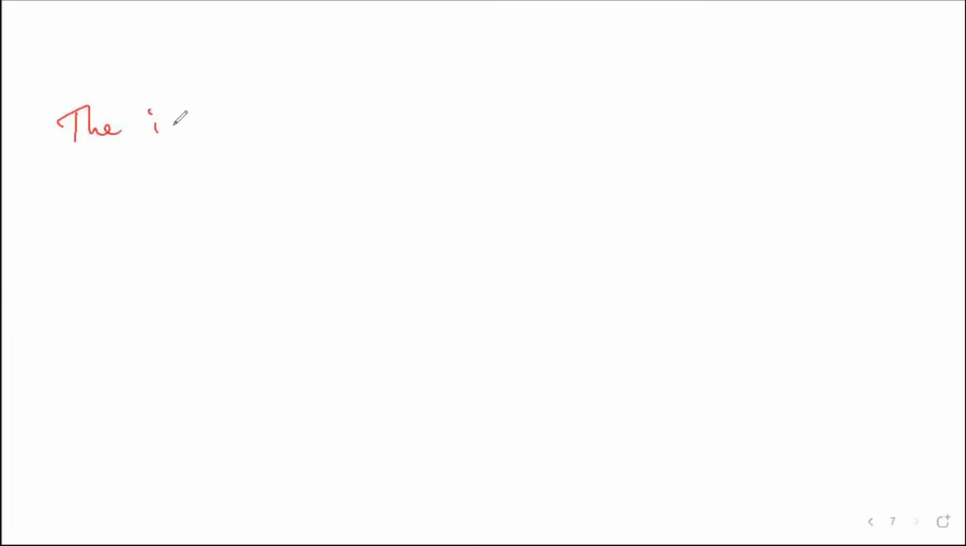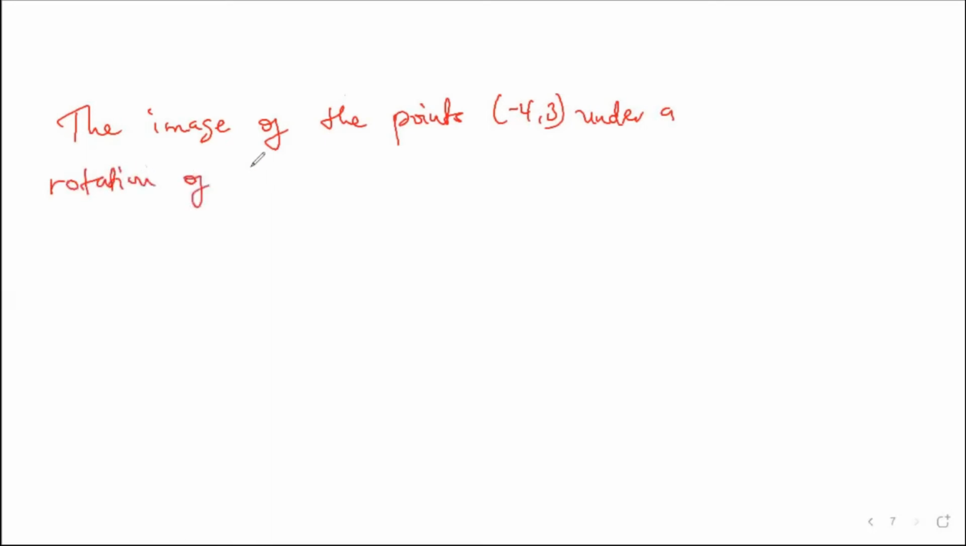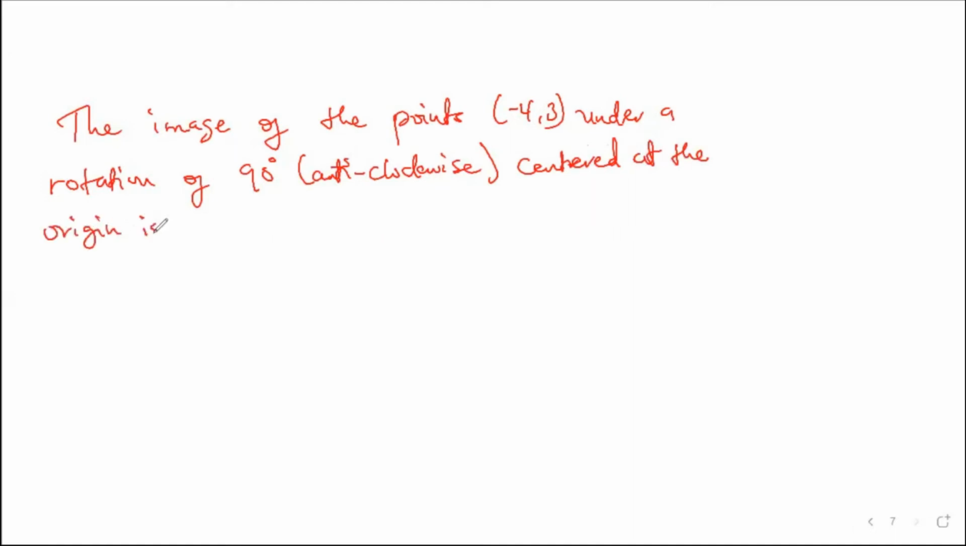The image of the point -4, 3 under a rotation of 90 degrees anti-clockwise direction centered at the origin is what? So do it and let's see.